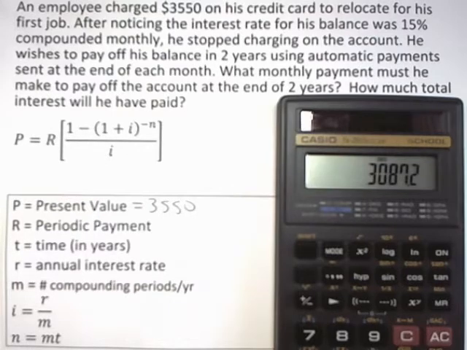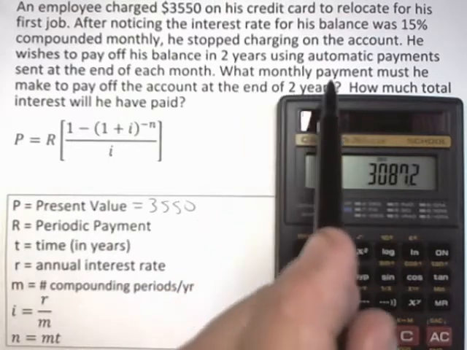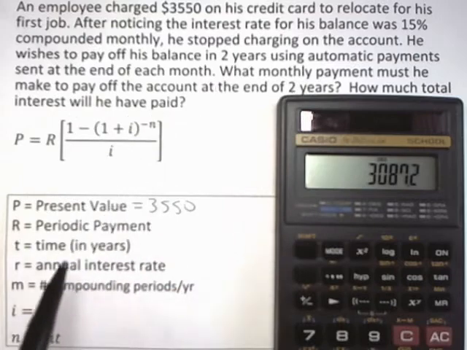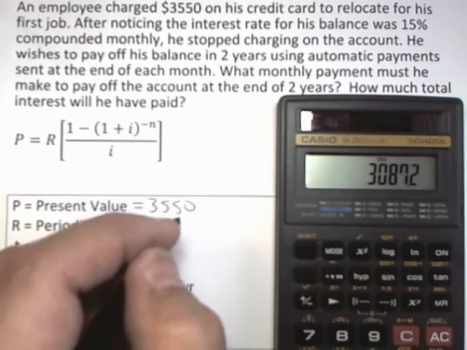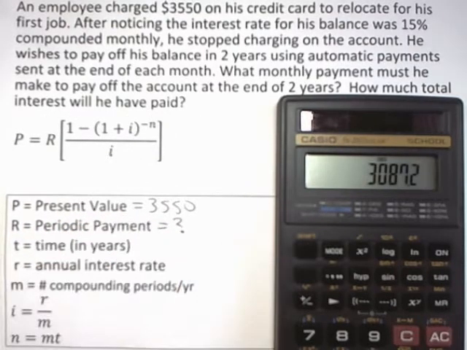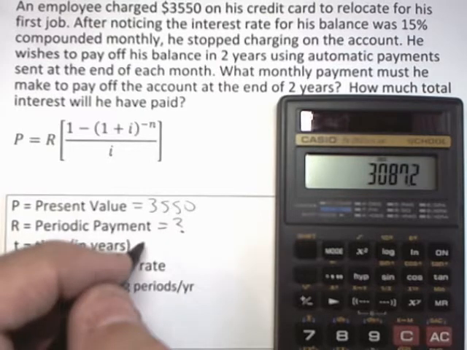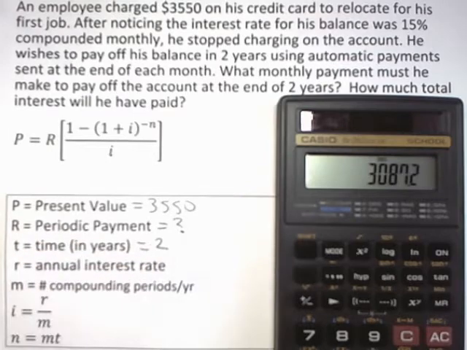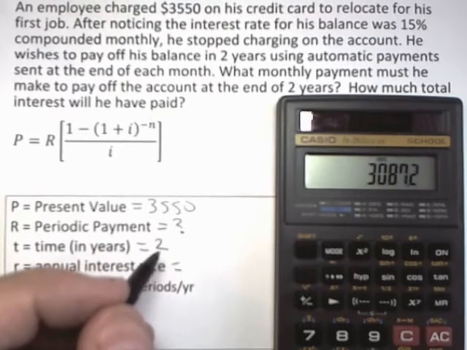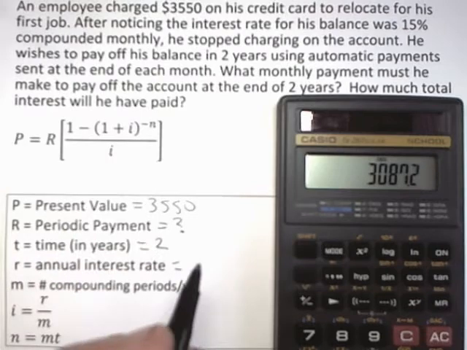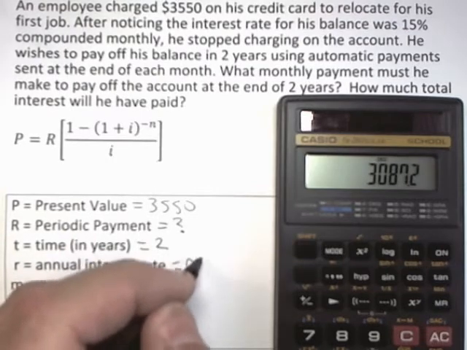The amount he has to pay is what we're looking for. What monthly payment must he make to pay off the account at the end of 2 years? That's the periodic payment he has to make to get that loan paid off. So that's what we're looking for. The time in years, he wants to do it in 2 years, so T would be 2. The annual interest rate is 15%, which would be 0.15.